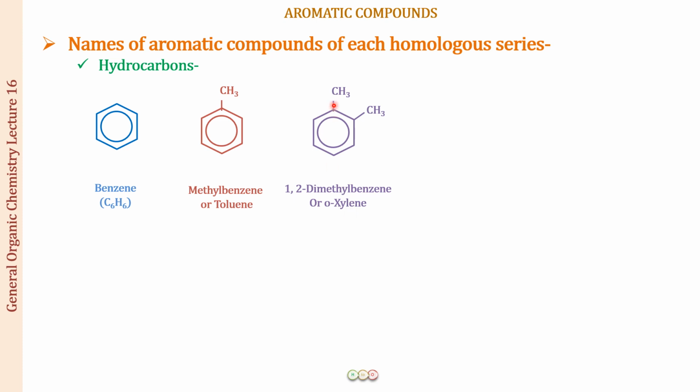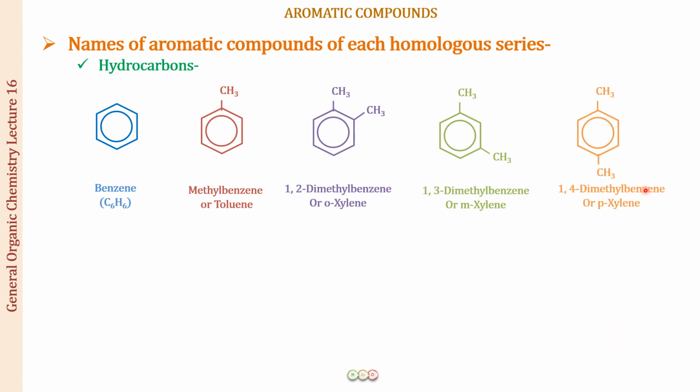And because this is position number 1 and 2, so this we refer to as orthoxylene. Okay, 1 and 2 always represented by an ortho. And if it is a 1 and a 3 dimethylbenzene, it would be referred to as metaxylene. And if it is going to be 1,4-dimethylbenzene, we will be referring to this as paraxylene. So these are the three forms of the di-substituted derivatives of benzene, where we have the substitution by the methyl group.